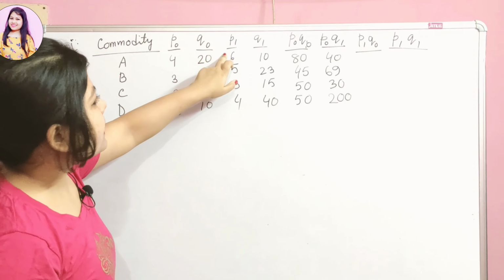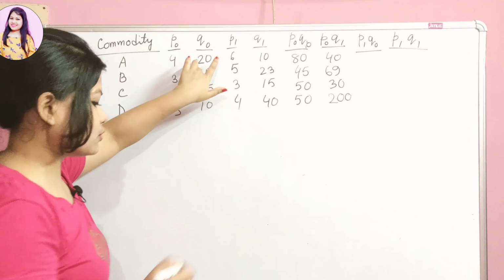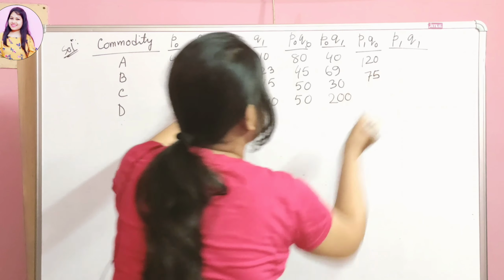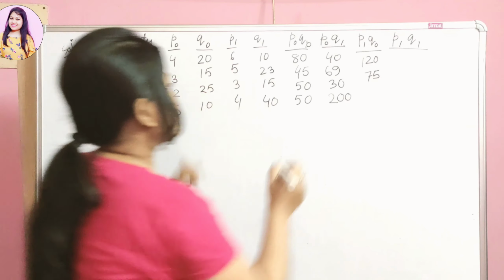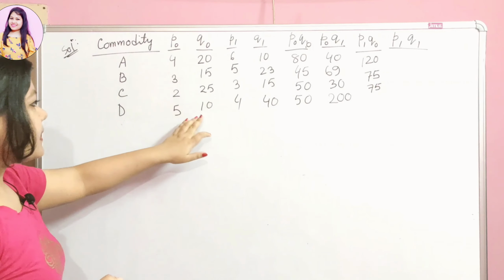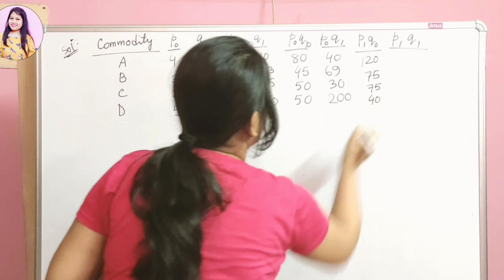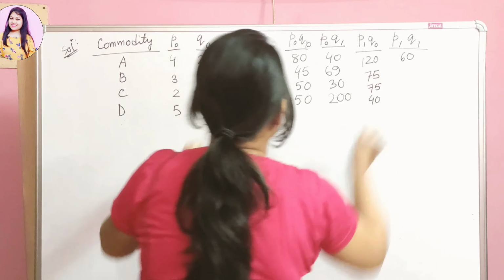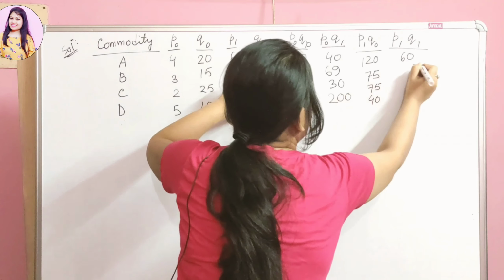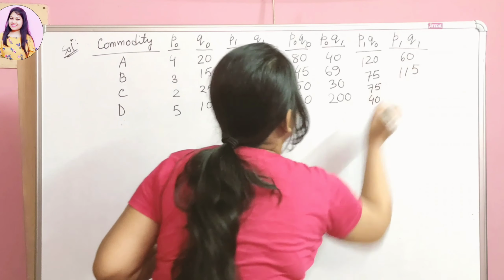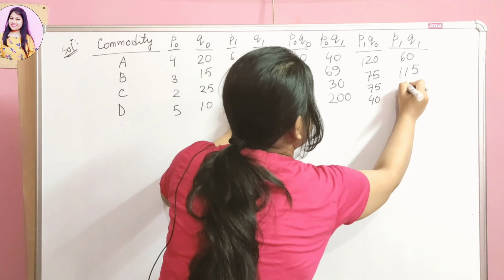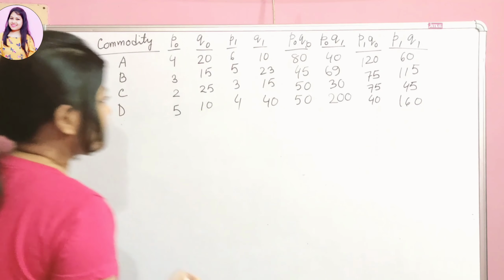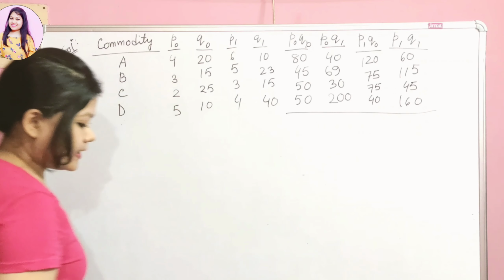Then P1 Q naught, that means 20 into 6 is 120, 15 into 5 is 75, 25 into 3 is 75, 10 into 4 is 40. And P1 Q1, that means 6 into 10 is 60, 5 into 23 is 115, 3 into 15 is 45, 4 into 40 is 160. Now we are to find all the summation values.